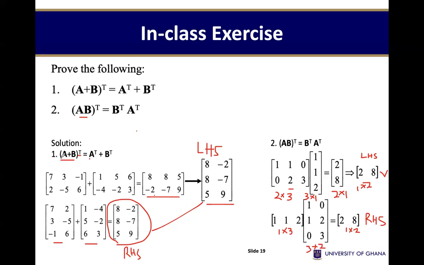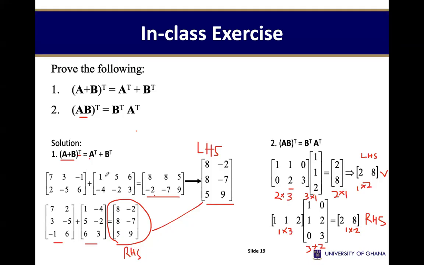First look at A and B, add them. When you finish, this is going to be the first addition. When you transpose, you're going to get this, which is for the left-hand side. For the right-hand side, A, which is this, transpose it, and that'll give you this one. B, which is this, transpose it, that'll give you this.